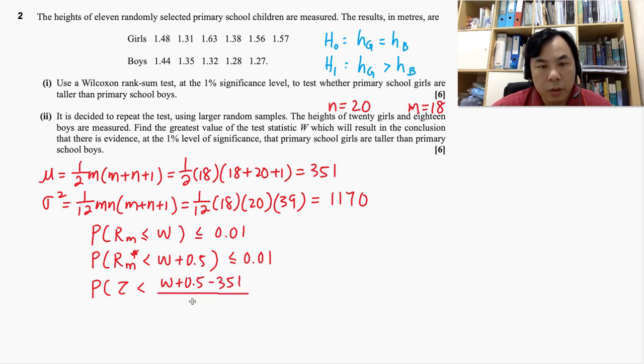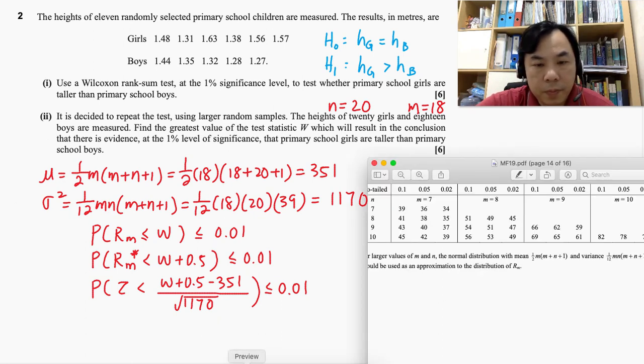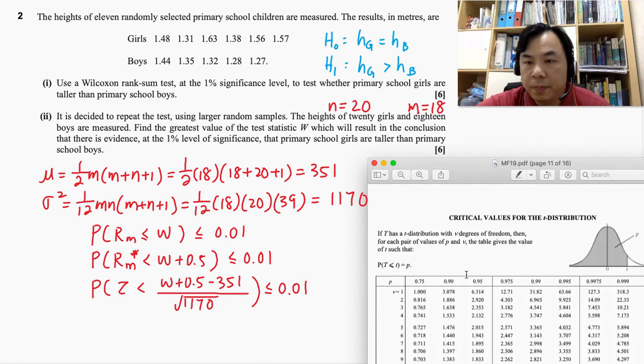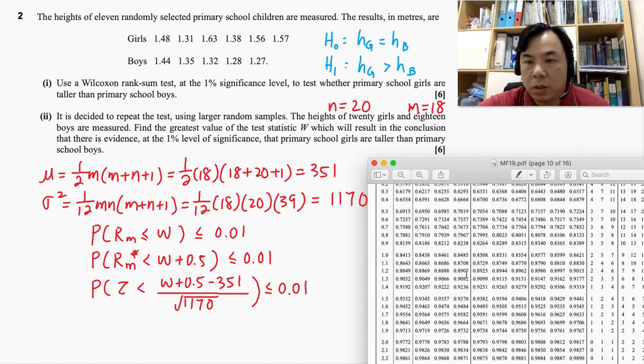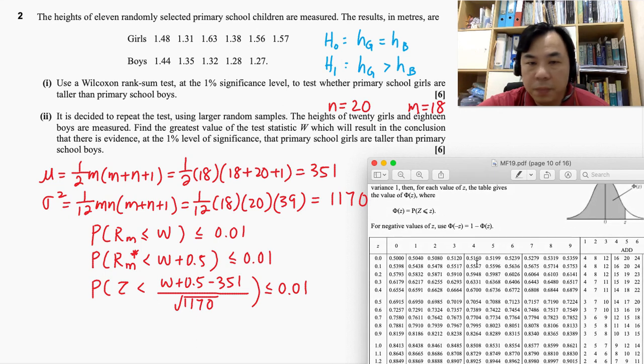351 over 1170 square root. All right. Now next, we're going to refer to our data booklet one more time. This time we are no longer going to refer to the Wilcoxon rank sum test table, but instead we're going to refer to our normal distributions table. Not the t-test, but the normal distributions. All right, so we have normal distribution here.